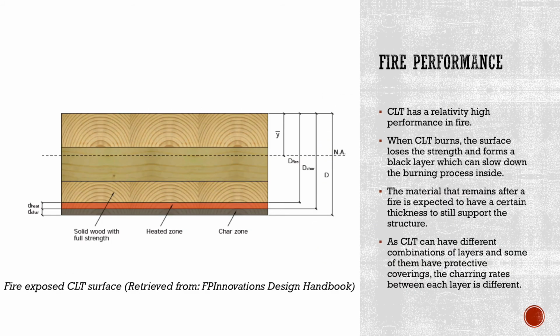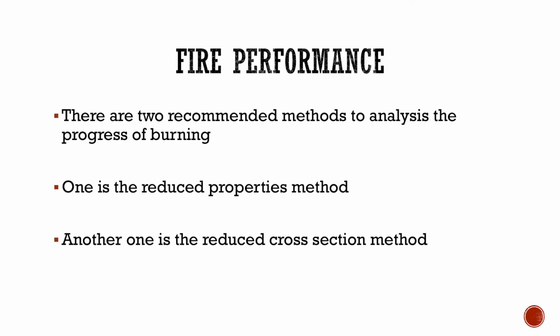CLT has a relatively high performance in fire. When CLT burns, the surface loses its strength and forms a black layer which can slow down the burning process inside. As CLT can have different combinations of layers, and some of them have protective coverings, the charring rates between each layer are different. There are 2 principal methods of analyzing the progress of wood burning.